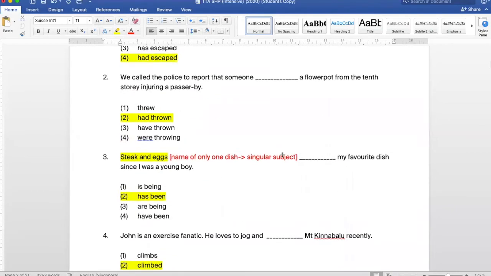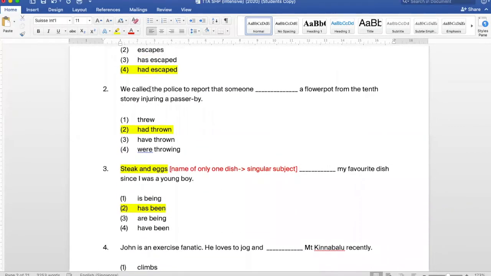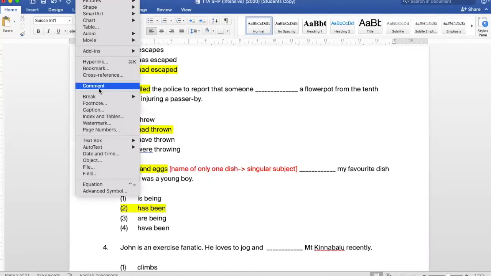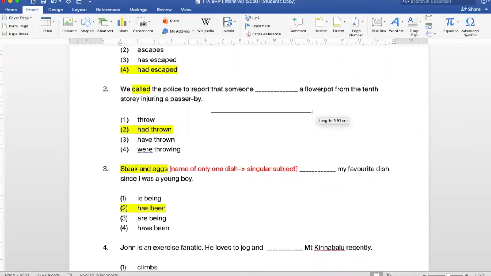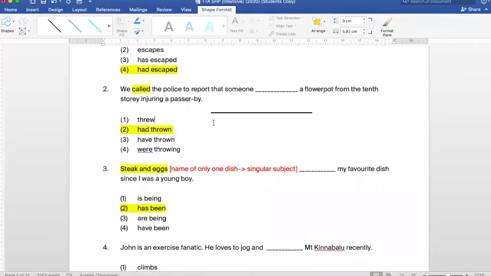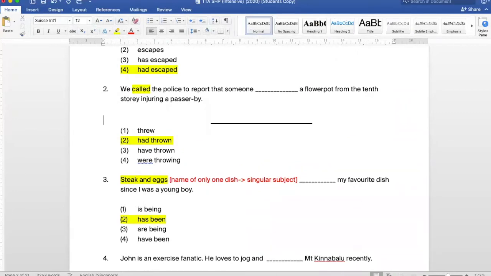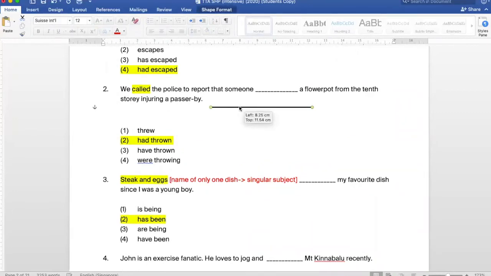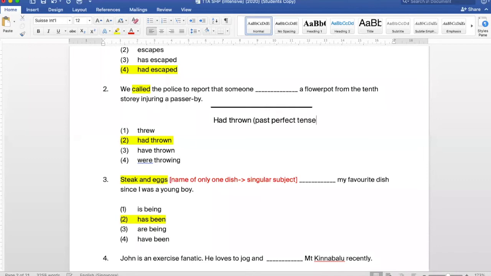Question 2 also. They said here, we called the police to report that someone something. What you can do is draw a timeline. You can use a line to represent one end of the section, followed by the other. Let's pretend I drew a stroke on this side. This one here we would say had grown. This would be in past perfect tense. And then of course the other side would be past tense.